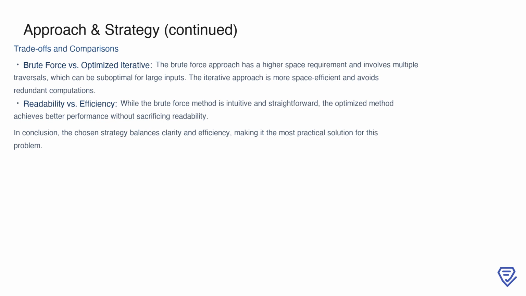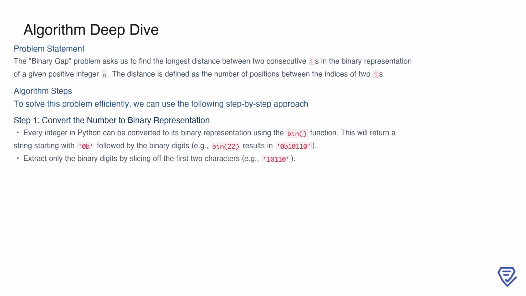binary gap problem. The problem we're tackling here is called the binary gap. Essentially, we need to determine the longest distance between two consecutive ones in the binary representation of a positive integer n. This distance is calculated as the number of positions between their indices.